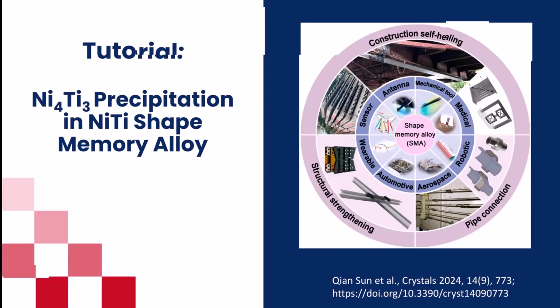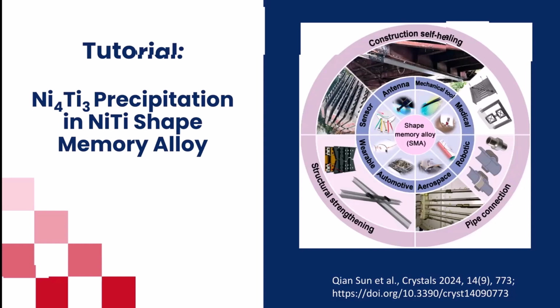For example, we know that nickel titanium shape memory alloys are used almost everywhere in our everyday life. From structural elements to medical applications, to antenna sensors, some wearables, for example glasses or glass frames, in automotive for actuators and sensors. So this is just everywhere.